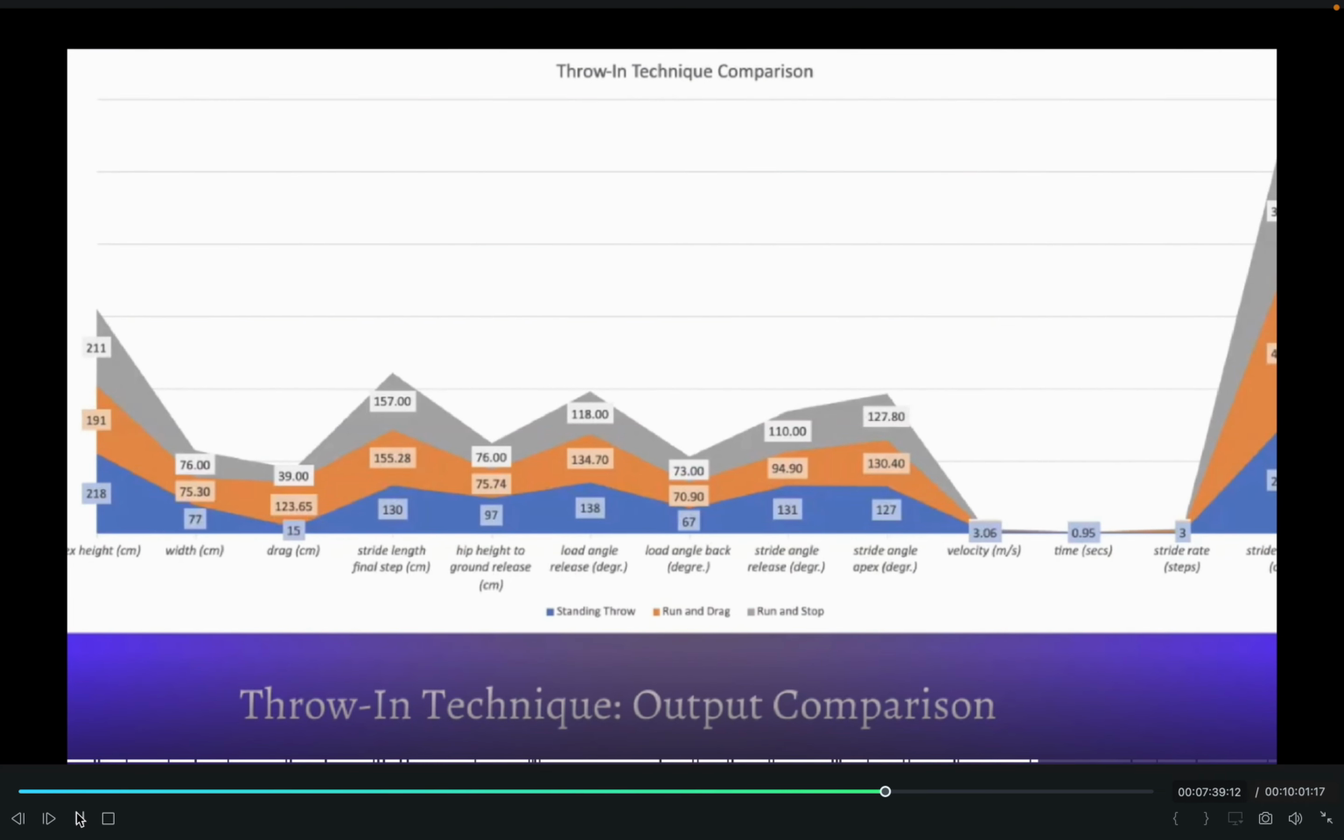Here you can see a comparison of the throw-in techniques. The arms are represented by the load angle release and load angle back in degrees, and the legs are represented by the stride angle release and the stride angle apex. So that's how much your arms go back and release, or how much your legs stride out and open an angle before release. Now interpreting this data, if the load angle on the back is lower, the release point angle spreads larger, meaning a larger lever distance and a larger propulsion rate.